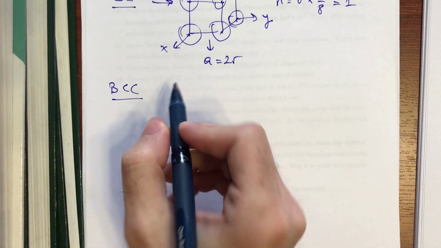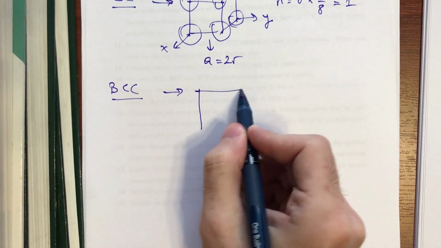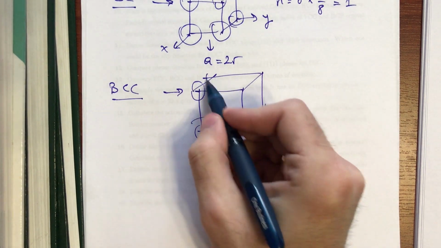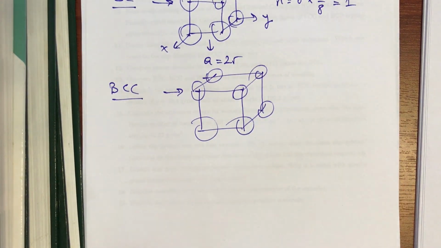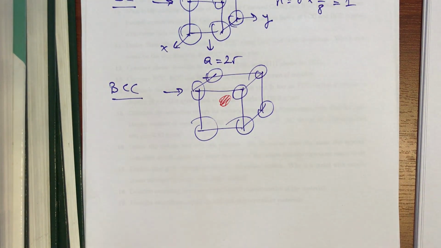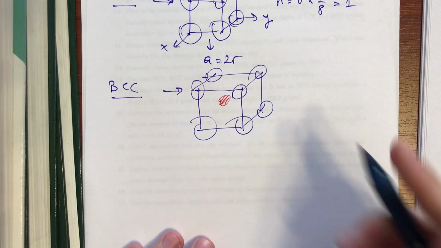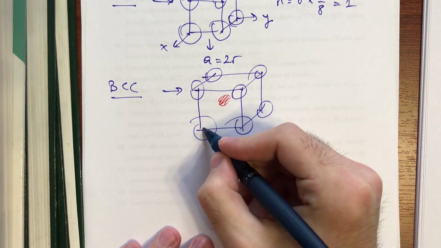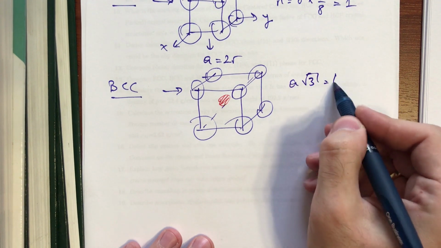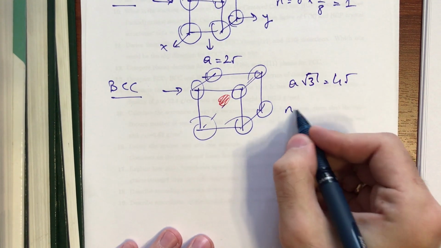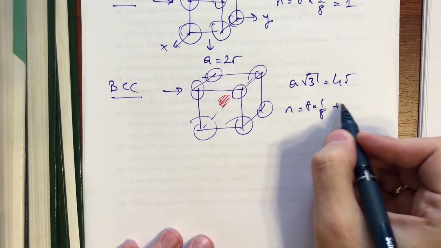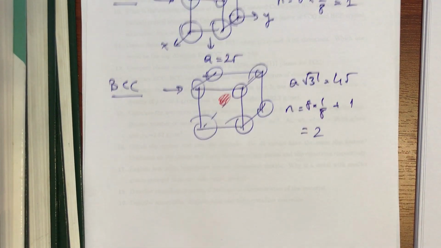For BCC, what do we know? Again, we have 8 corner atoms, but this time we have 1 body atom sitting at the center of the body, and the atoms are touching on the body diagonal. So a square root 3 is going to be 4R, and also we know that the number of atoms inside the structure is going to be 2 atoms.